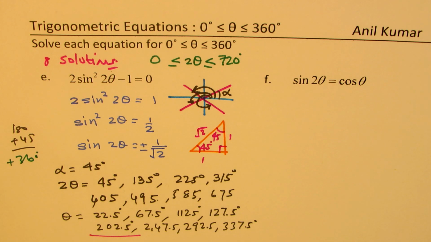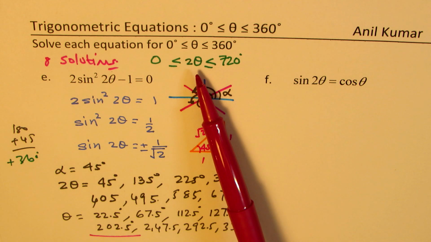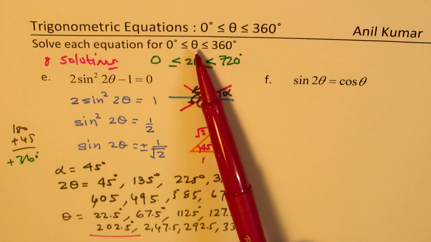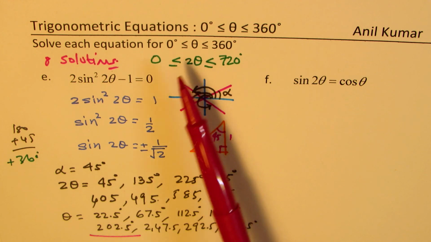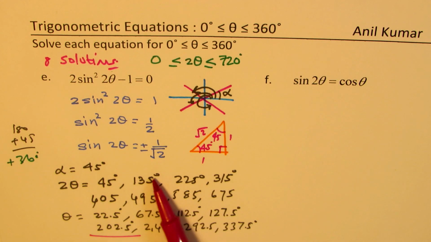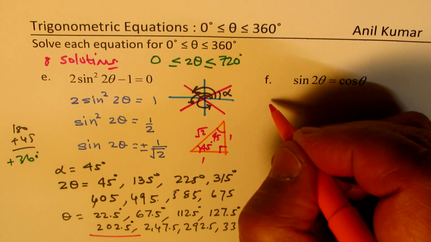So basically to solve this equation, we simplified, and then the important step here is when theta is between 0 to 360, 2 theta should be between 0 to 720, and so we get 8 options, not 4, right? And then dividing by 2, we get our answers. Let's look into the last question.